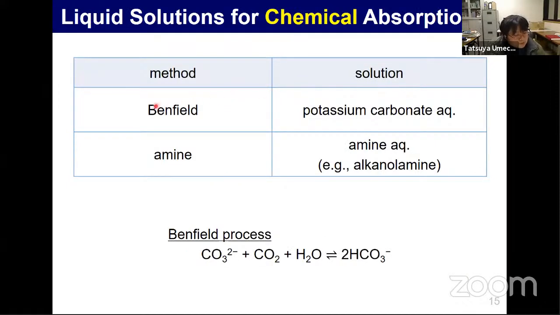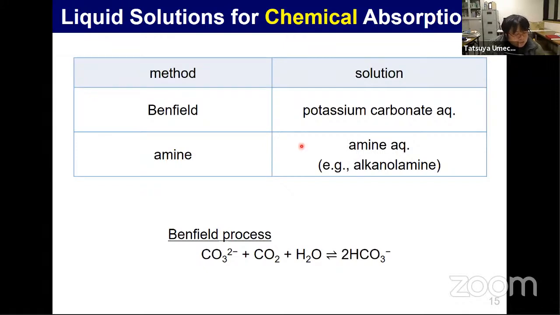The liquid solutions for chemical absorption are listed in this table. There are two chemical absorption methods. One is the Benfield method, with an aqueous solution of potassium carbonate at a high concentration of about 30 to 40%. According to the lower chemical reaction, carbonate anion in water reacts with carbon dioxide to form bicarbonate anion. Another method uses an aqueous solution of an amine compound at about 30%.